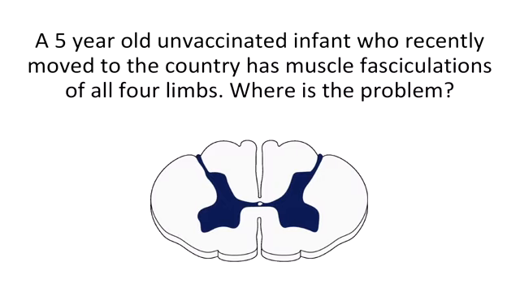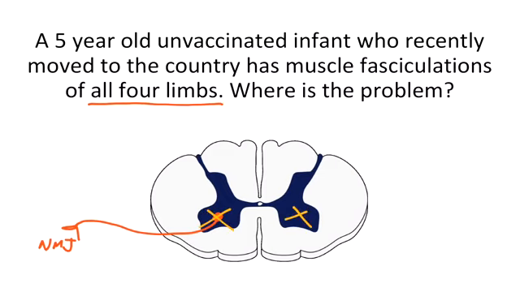Recall that the lower motor neuron begins with the cell body in the anterior horn of the gray matter. So somewhere from here to the neuromuscular junction is damaged. But recognize that this is in all 4 limbs, so it's not just the spinal cord level. Since this patient is unvaccinated and from out of the country, poliomyelitis is a possibility. Poliomyelitis actually causes damage to the anterior horn cells.